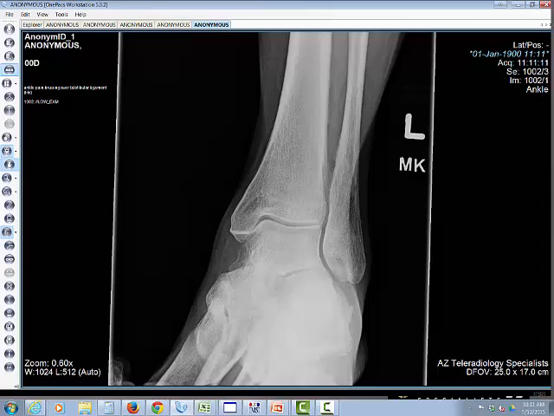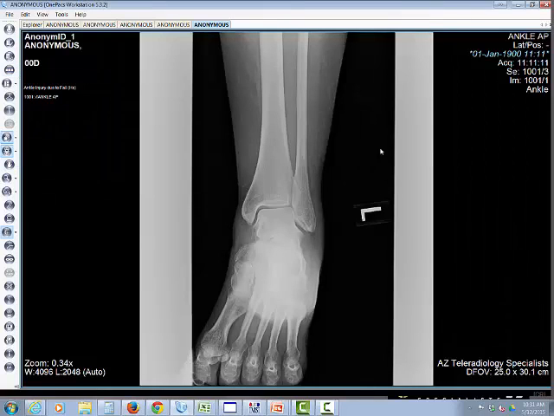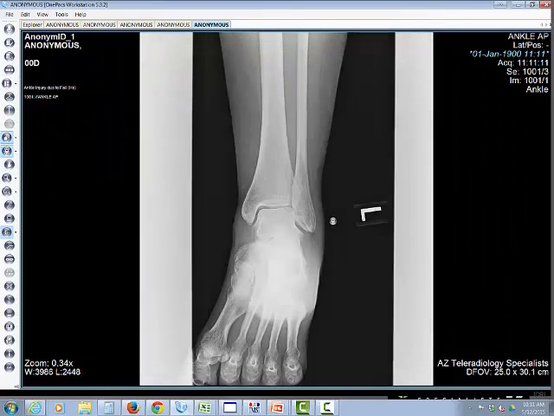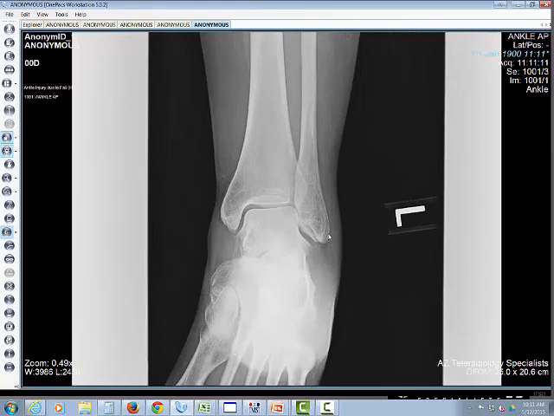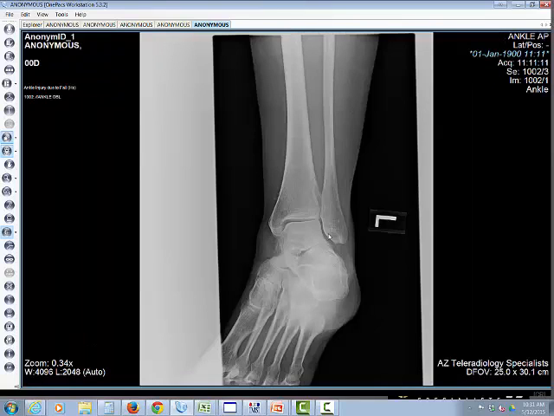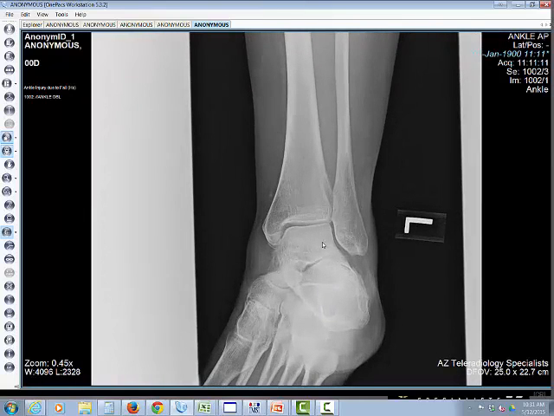Moving on to the next case. We're going to look again at another type of avulsion fracture in the ankle. They seem to be one of the more common entities. And in this case, the fracture is only seen on the lateral view.